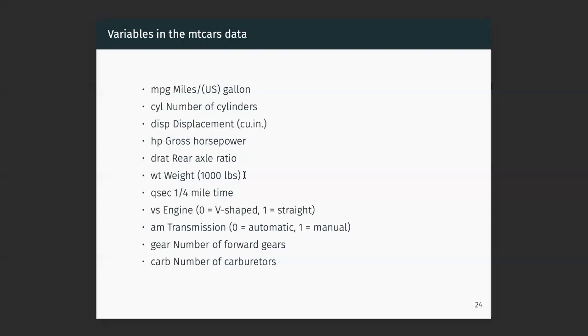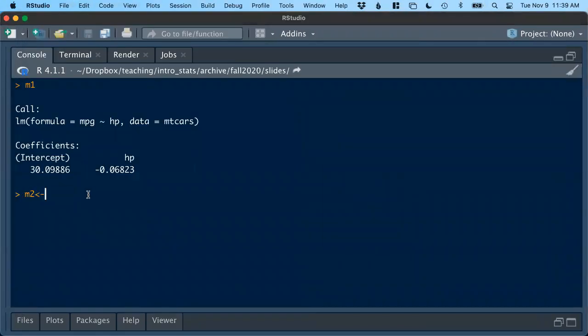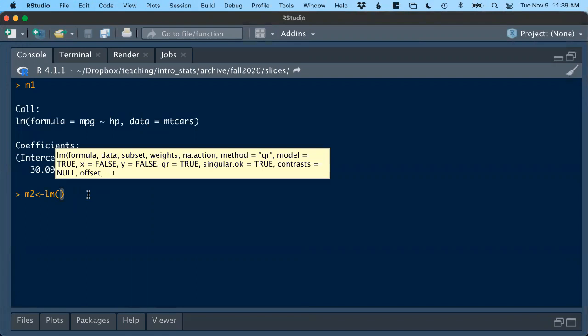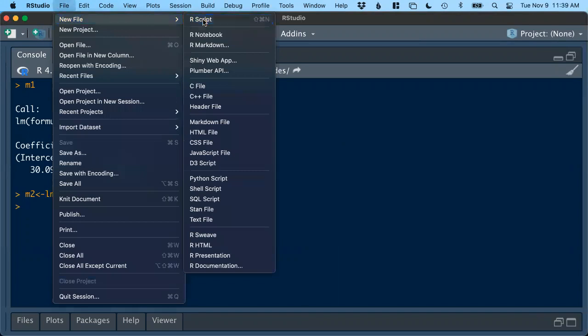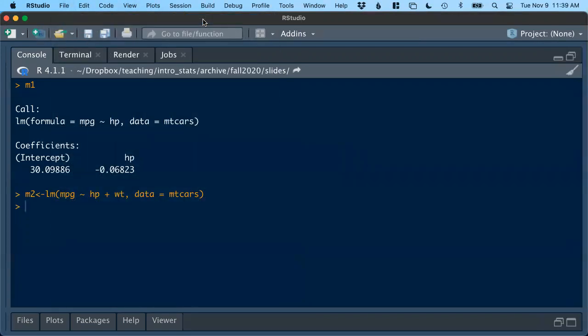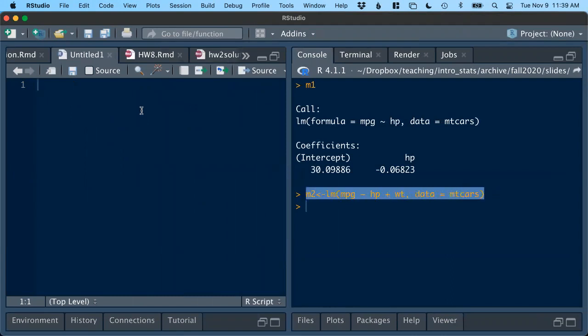But let's get fancy. Okay, so let's estimate model 2. It's a linear model of MPG by horsepower plus weight, data equals mtcars. I'm actually going to open up a script file because I think I'm going to start writing some code for visualization that'll be easier to write in a script than in the console. So M2 is that.